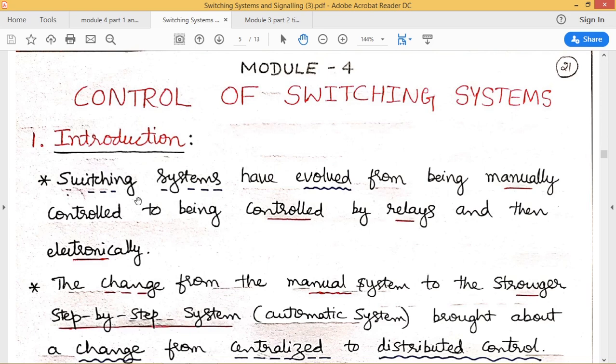We know how switching systems have evolved from being manually controlled to being controlled by relays, and then electronically. In the older days we used to control switching systems by using a manual operator, and then we went for automatic Strowger step-by-step systems, which make use of relays and electromechanical components, and later we went for electronic components inside automatic switching systems.